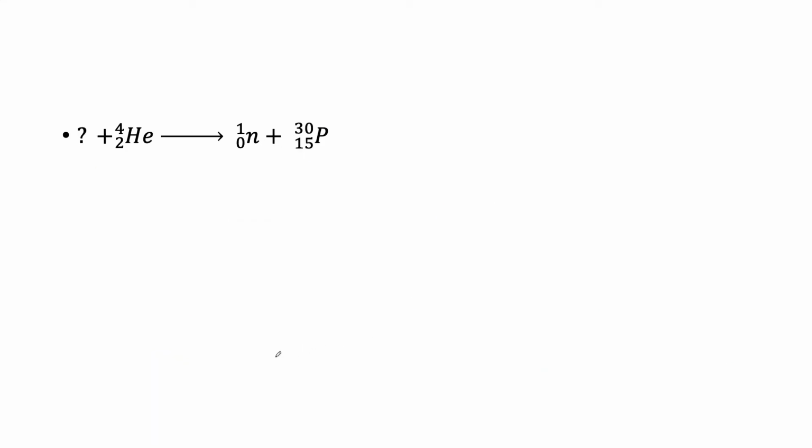So let's use this principle now to solve this. What we don't know is on the left-hand side, so we're looking for a reagent. So we're looking for this guy. We don't know what that element is, but we have everything else to solve it. On the right-hand side, the total mass is 31. Total atomic number is going to be 15. So on the left-hand side the mass should equal 31, and the atomic number should equal 15.